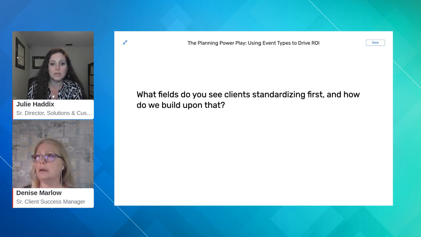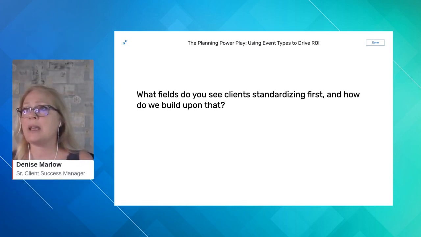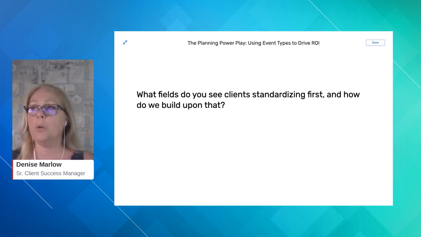Next question, Denise, what fields do you see clients standardizing first and how can we build upon that? Yep. So I'm going to repeat a little bit of what I just said previously, and I'm going to say, again, standardize those objectives. Those are your organizational objectives. That's what your entire organization is trying to achieve, whether it be this year, whether it be your 3-year plan. What are your objectives? How do those specific events feed into and support them, therefore providing the return on investment?